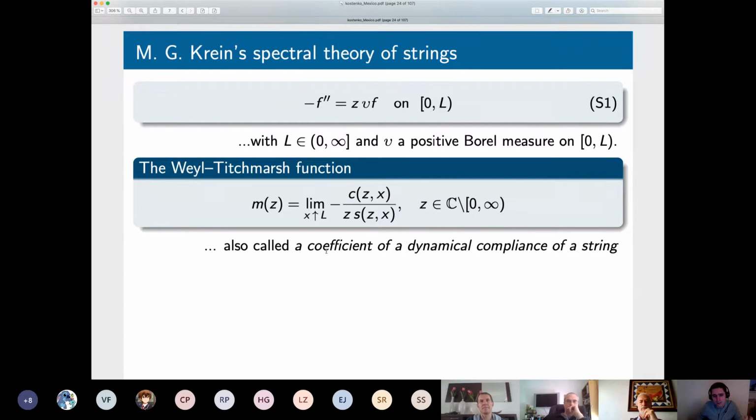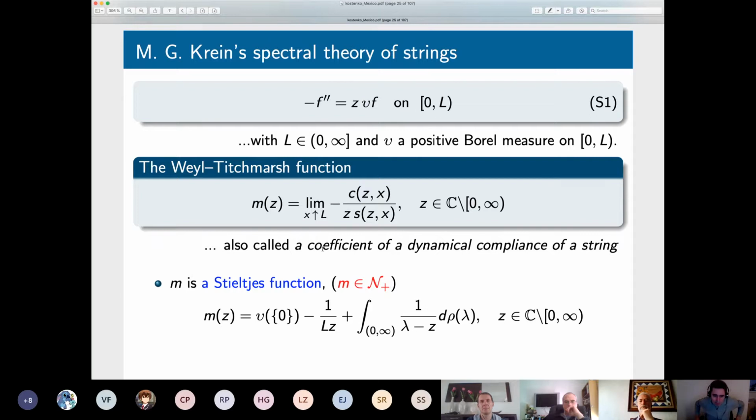Krein liked to call this object a coefficient of dynamical compliance of a string. I have no idea what this means, even in Russian. But the main property of this M is the following fact. First of all, M is a Stieltjes function. That is, M is analytic away from the positive real line. Also, it takes positive values for negative reals.